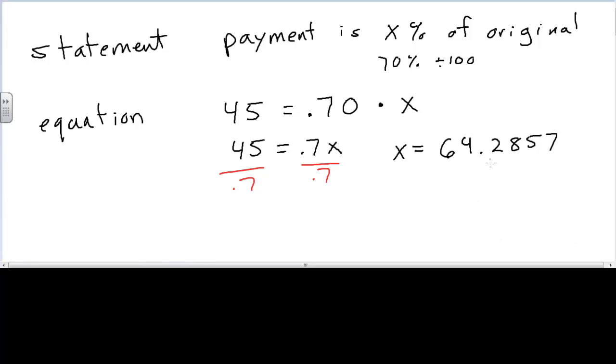64.2857. Now since we're dealing with dollars and cents, and we have no other rounding instructions, by default I'll round this to 2 decimal places. So I'll say 64 and 29 cents was the original price. So a sweatshirt that was originally $64.29, 30% off, allows for the payment of $45.